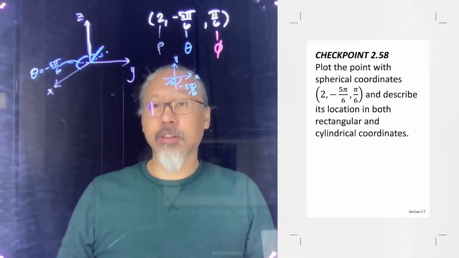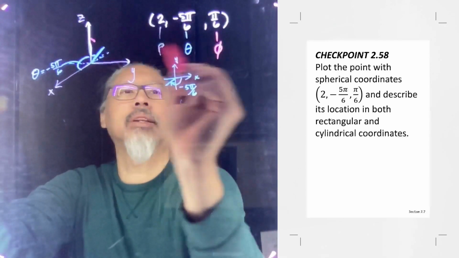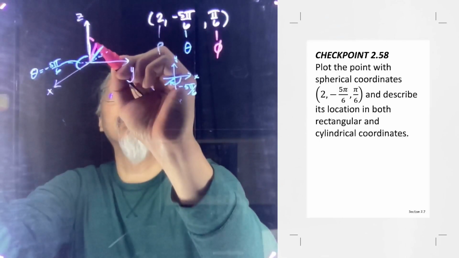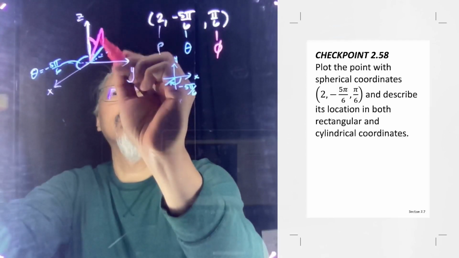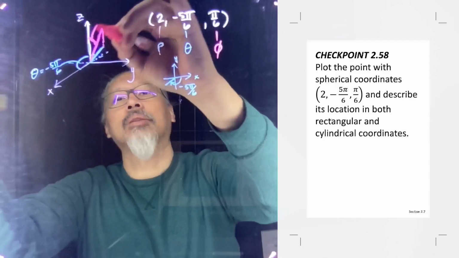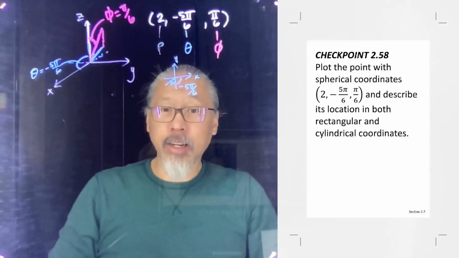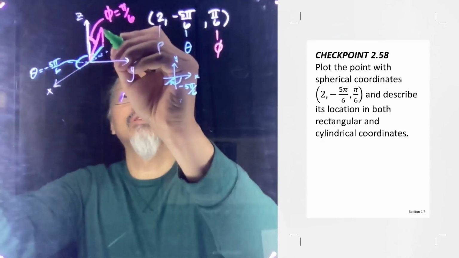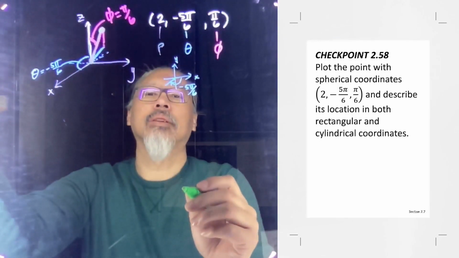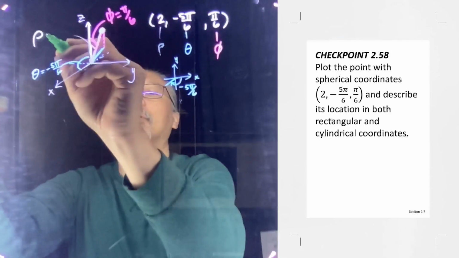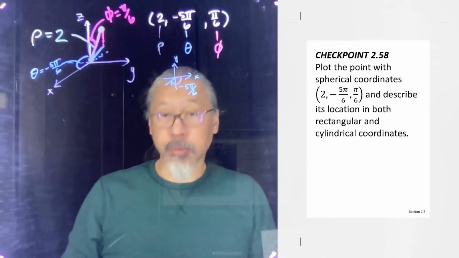Our phi is an angle from the positive z-axis that drops down. So from the positive z-axis, that would drop down an angle of pi over 6. That's not very long, and it's happening right above the angle that we just saw. We'll label this phi equals pi over 6. And then finally, our rho is the distance from the origin to the point. So I'll say rho is equal to 2, which is the length of that line segment from the origin.